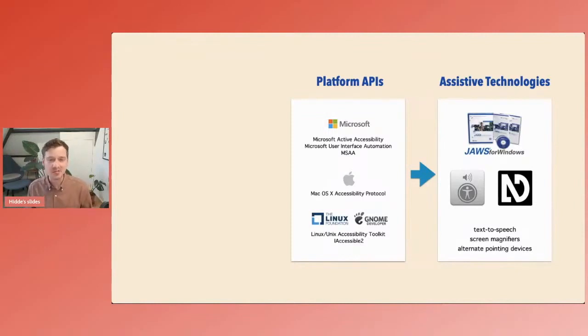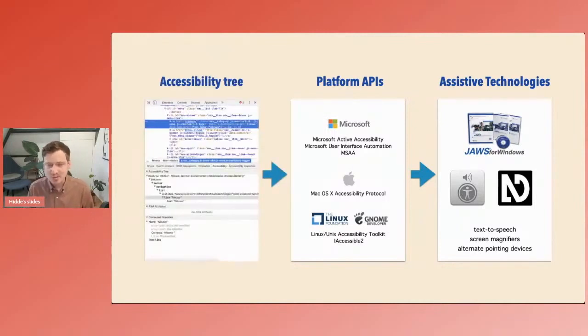There might be loads of stuff on your website that they've never seen. Now, this is where, surprise, surprise, that accessibility tree comes in. It tells the platform APIs about everything that is going on on the screen, names, roles, and states, as I mentioned before. So these things get communicated through platform APIs to those assistive technologies.